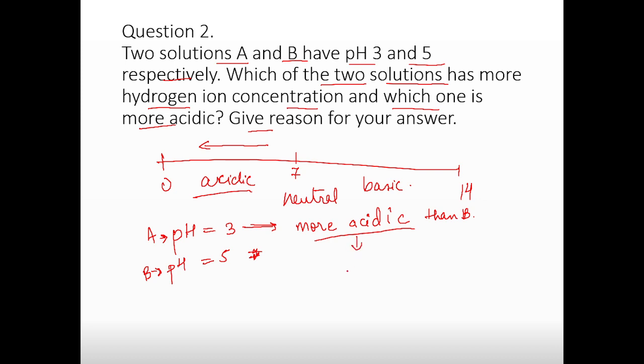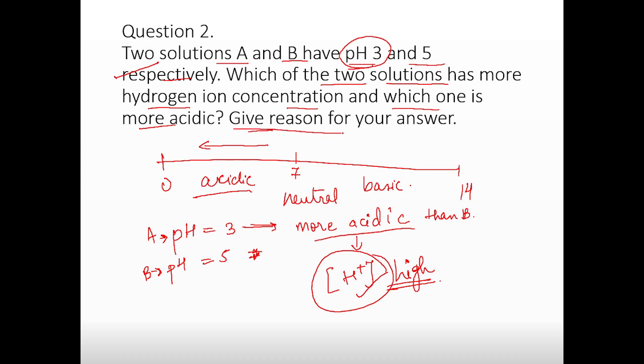Why is it so? Because at this pH, the hydrogen ion concentration is high. So you just need to remember this thing. The question itself says higher the concentration of hydrogen ion, and once you know the hydrogen ion concentration is more in the solution with pH 3, you will be able to answer the give reason part also: since there is more hydrogen ion concentration, that is why solution A is more acidic. Clear? So let's move to the next question.